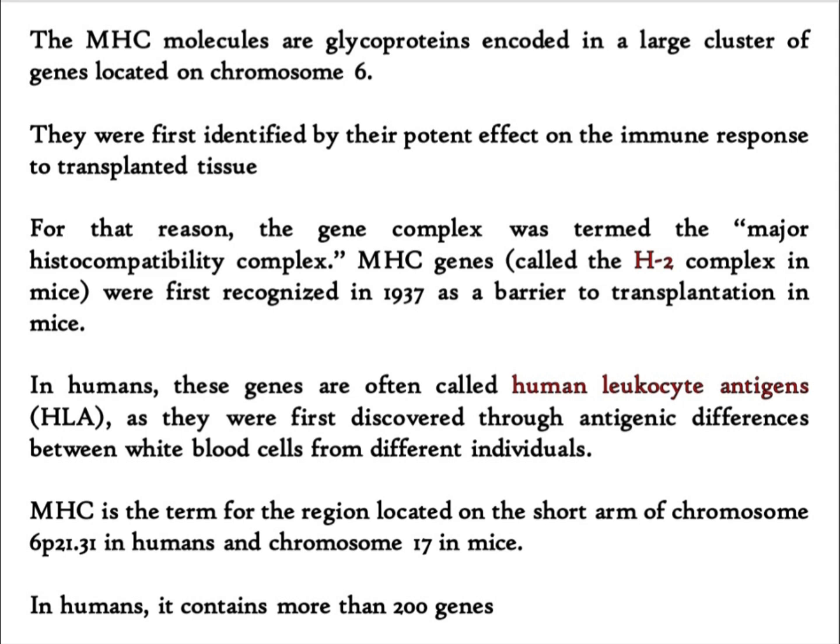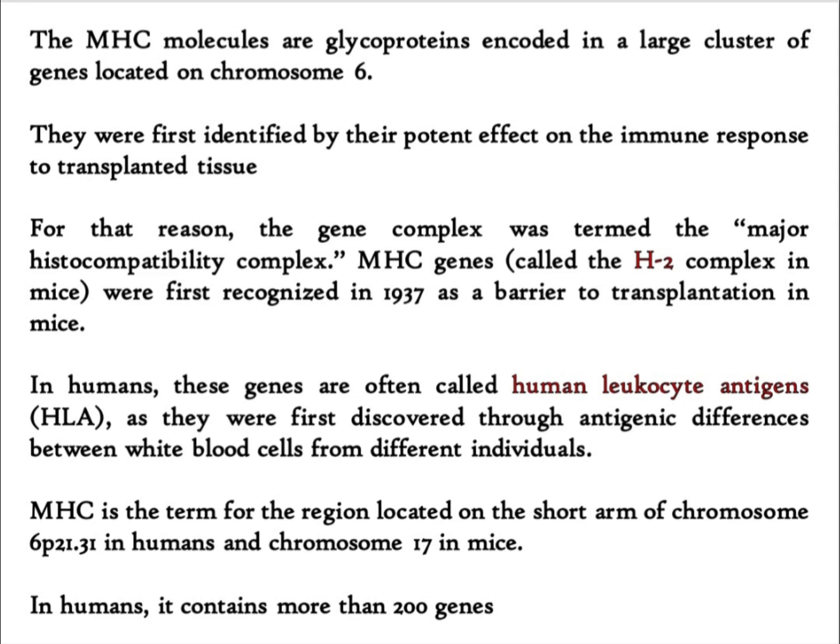They were first identified by their potent effect on the immune response to transplanted tissue. For that reason, this gene complex was termed a major histocompatibility complex. MHC genes, called the H2 complex in mice, were first recognized in 1937 as a barrier to transplantation in mice.